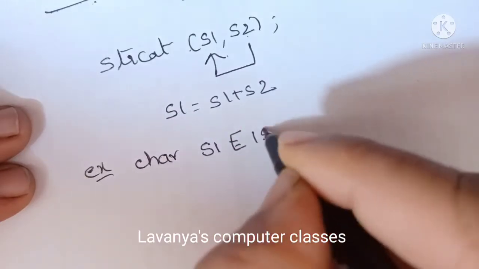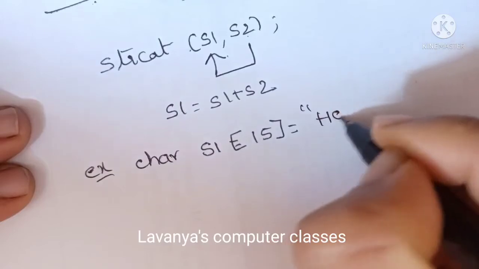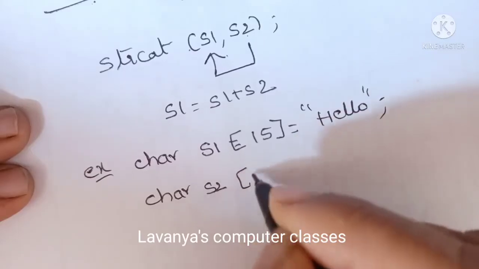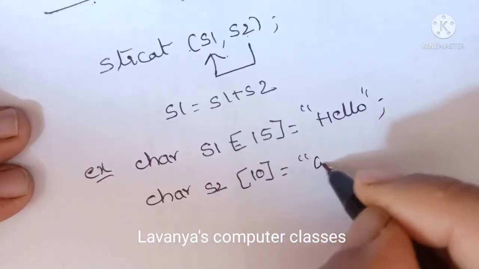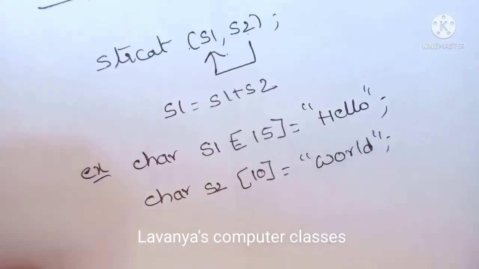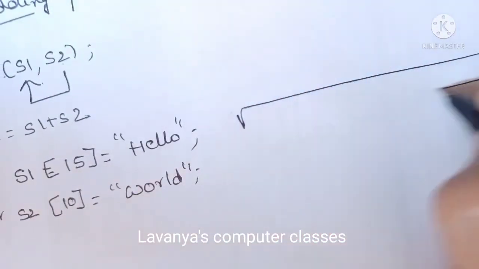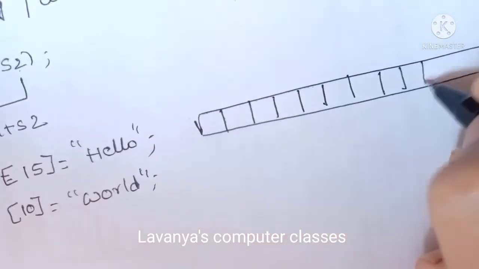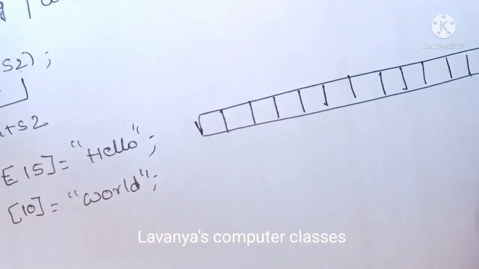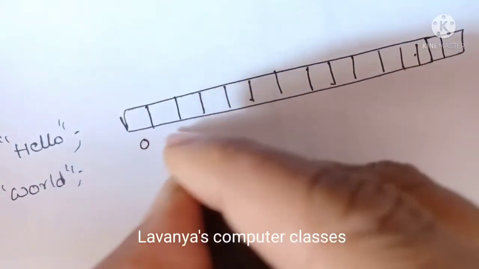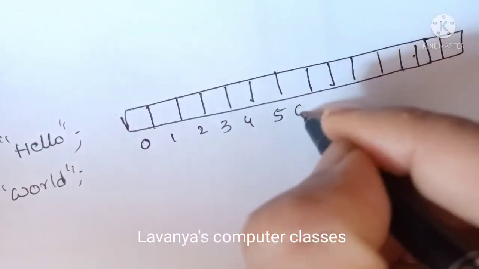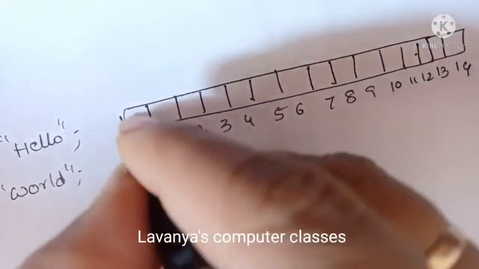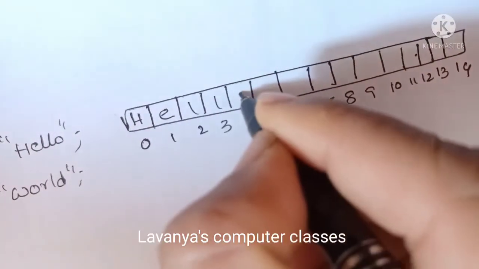Example is char. We will take two strings. Two string names are S1 and S2. S1 size is 15, but in this I took the word just hello. And I define one more, S2, with size 10. Here I am using world. So S1 has value hello, S2 has the value world. Whenever I declare like this, S1 of 15 means 15 memory locations are allotted to the variable S1, 0 to 14, totally 15.